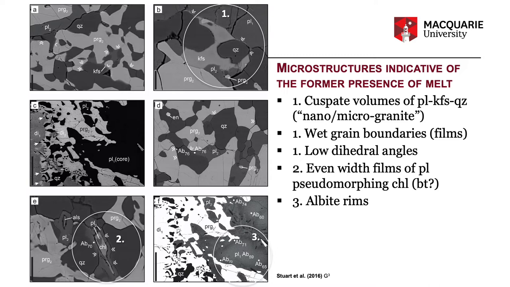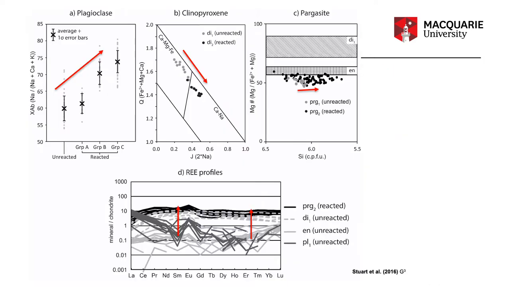We see evidence for wetted grain boundaries and low dihedral angles less than 60 degrees that are indicating the potential pseudomorphing of a former melt. We see films in pseudomorphs around former biotite, and the albite content in some of our plagioclases increases towards the rims. All of these have been presented in the past as microstructures indicative of the former presence of melt.